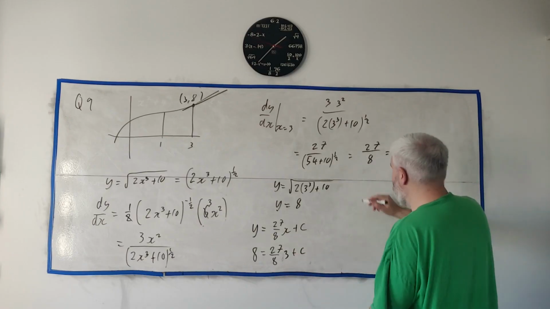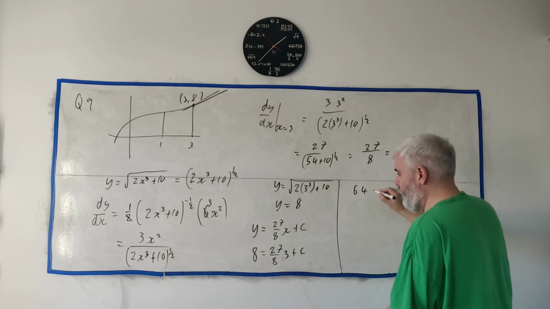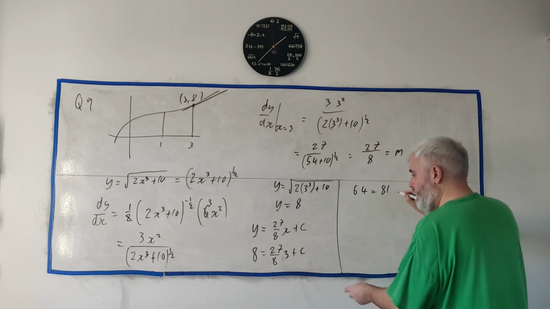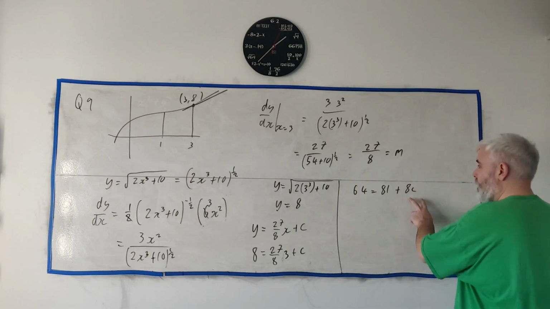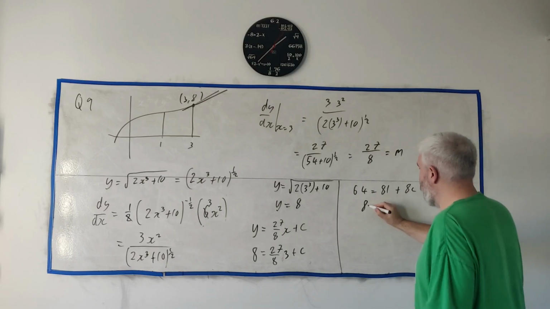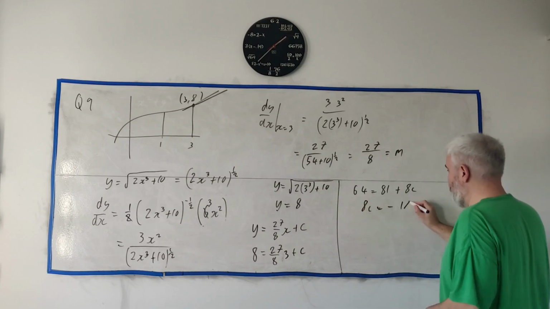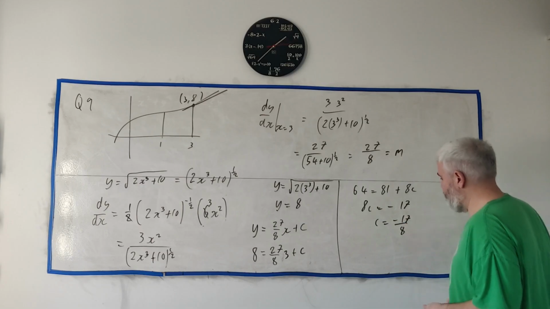Multiply everyone by 8. Let's stay going over here. Multiply everyone here by 8. We get 64 is equal to 3 27s, which is 81. The 8 cancelled there. Plus 8 C's. Rearrange this, we get 8C is equal to minus 17. C is equal to minus 17 over 8.